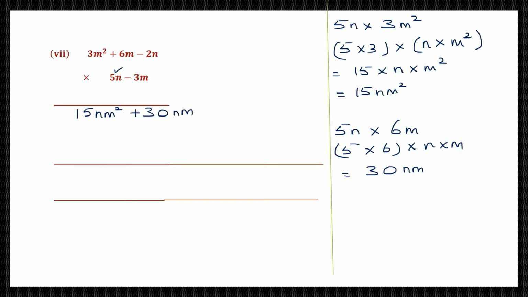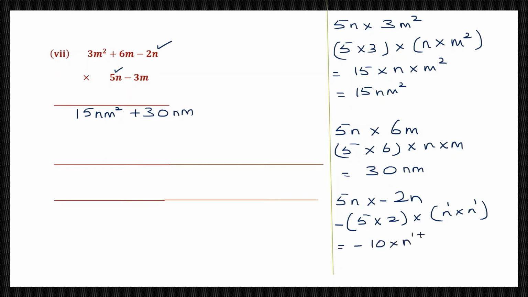Now let's take 5n and minus 2n. So let's multiply 5n into minus 2n. So plus into minus is minus. The numbers are 5 into 2 and the literals are n into n. So this is 1 and 1 raised to the power. So minus 5 2s are 10 into n to the power of 1 plus 1, which is minus 10n squared. So let's write that down, minus 10n squared.